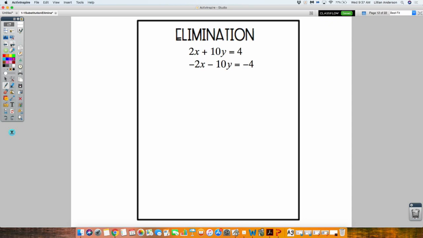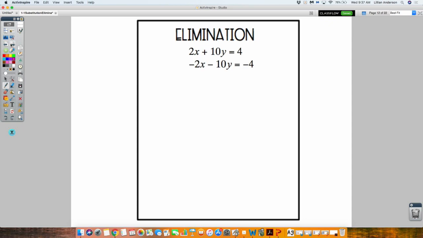Elimination is another way to solve a system of equations. Okay? Personally, I prefer elimination over substitution any day. I guess it's just the satisfaction of being able to just cancel out things and make it a little bit smaller, more condensed. Okay? But the goal of elimination is you want to eliminate one of your variables.